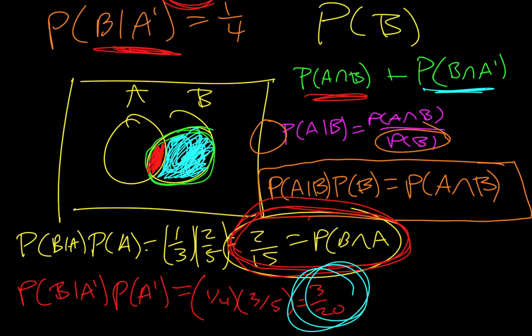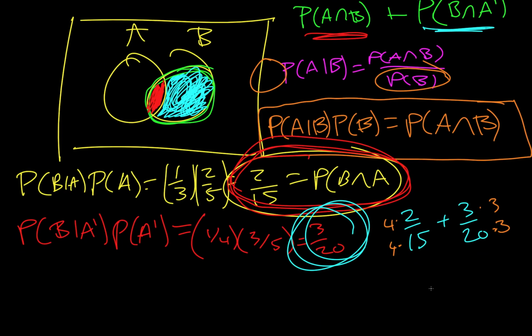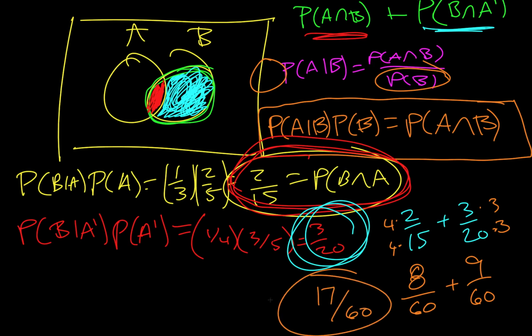Now we just need to add those two answers together. So we have 2/15 plus 3/20 on that. And so we need to get common denominators. We want to turn those both into 60. So this one's going to be 4/4. This one's going to be 3/3. So we end up with 8/60 and 9/60. So we add those together and we get 17/60 for P of B. Okay, so that answered the first part.